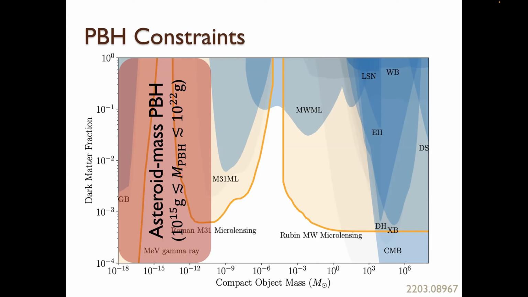The asteroid mass primordial black holes range from around 10⁻¹⁶ solar mass to roughly 10⁻¹¹ solar mass, and in terms of grams, it's like 10¹⁷ grams to 10²² grams. So this is the region where we can achieve f_PBH equal to around 1.